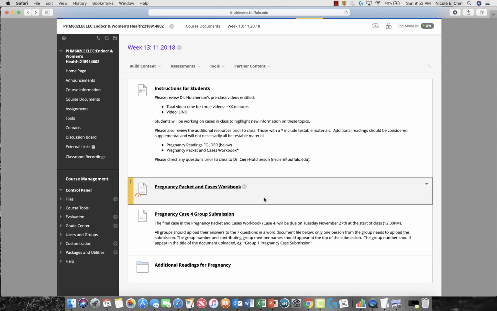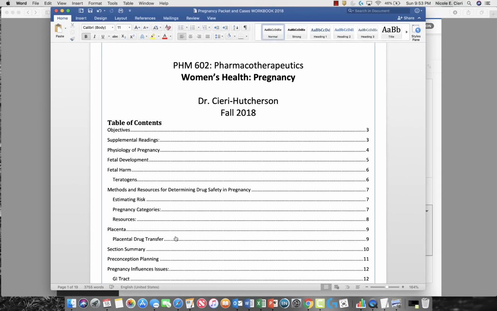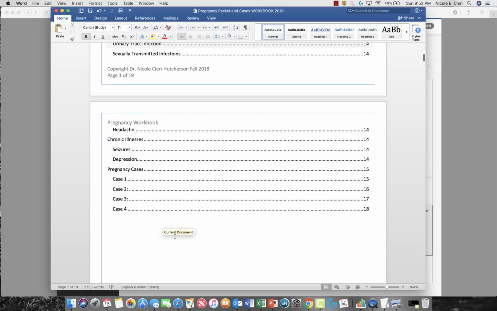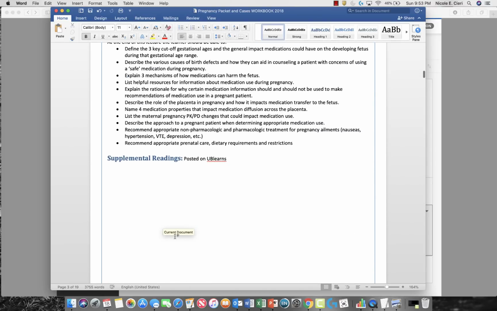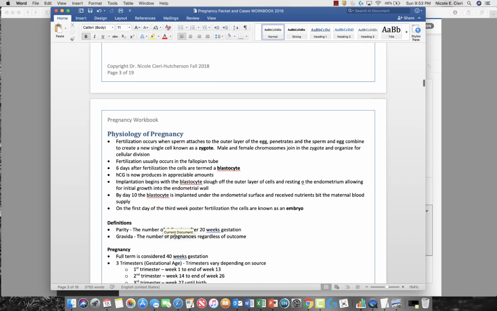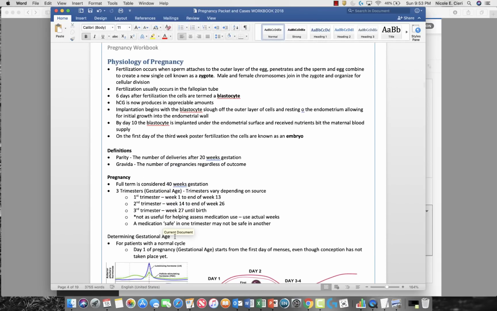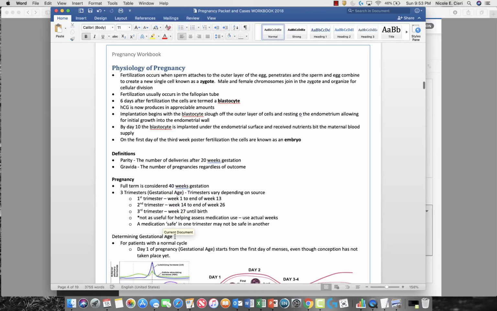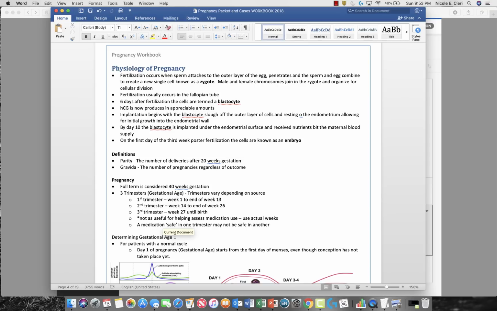As with other sections, there are additional readings, but most of the testable material will come from the packet and cases workbook and our discussion in class. So if you pull up your pregnancy workbook, set up similar to the other packets, objectives and supplemental readings are posted on UB Learns. We'll dive right into the physiology of pregnancy.